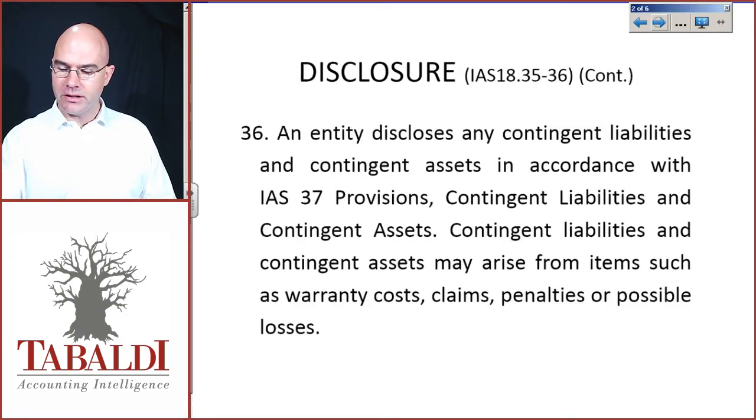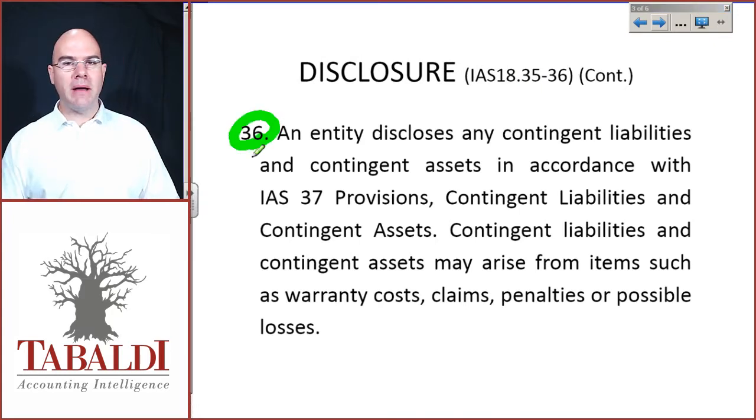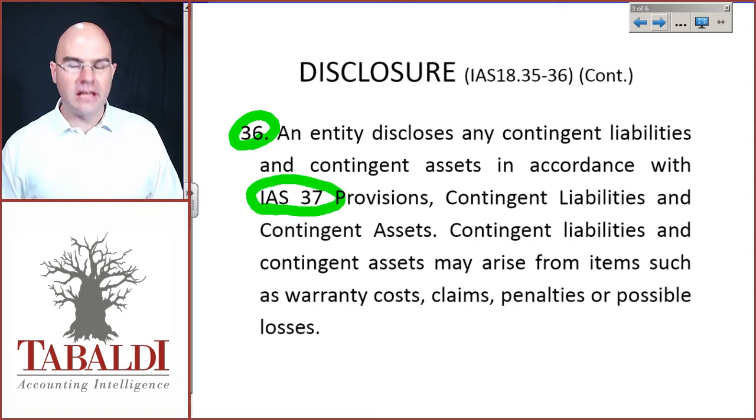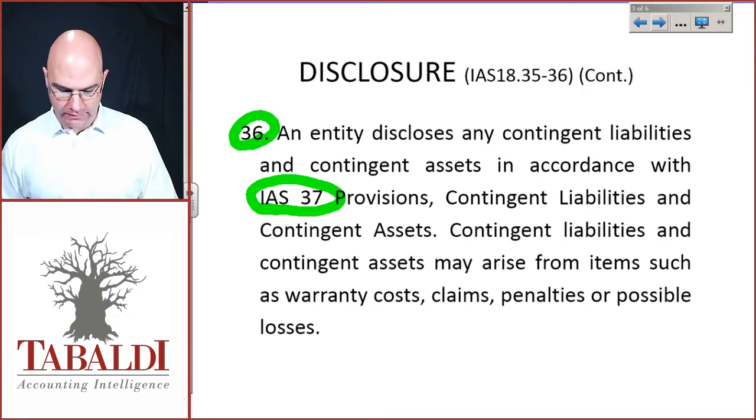Okay. Paragraph 36, nothing to write home about. Paragraph 36 just highlights that there is often a link between contingent liabilities and assets and revenue, but contingent liabilities and contingent assets must be disclosed in terms of IAS 37. Okay.